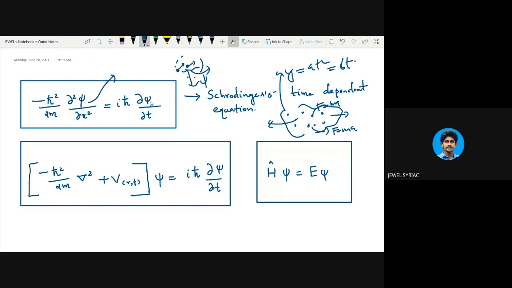shows the variation of wave function or the variation of properties of our particle with respect to time. So it is called Schrodinger's time dependent equation. Today we are going to derive, or we are going to learn, Schrodinger's time independent equation, or how the properties of the particles or the wave function of particles vary with respect to some positional change or some energy change.